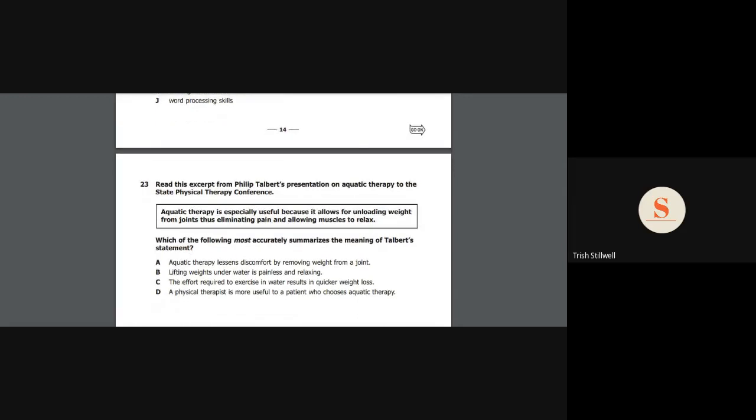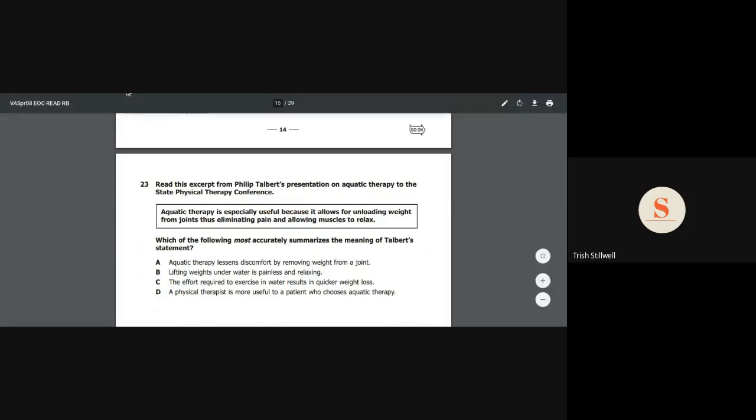Here's one too. Look at question 23. This is definitely a question in isolation. Read this excerpt from Philip Talbert's presentation on aquatic therapy to the State Physical Therapy Conference. So they have literally restated the text that they want you to examine. So you can totally answer this without having read the lengthy passage. Again, question in isolation versus comprehension question.